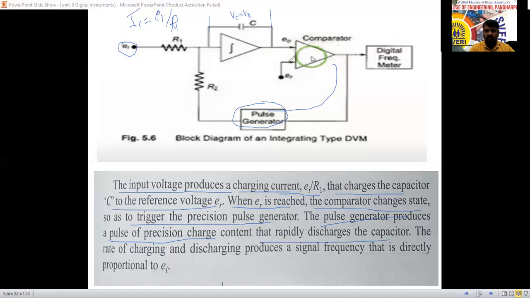Up to the point where E naught equals ER, there is no output at all. When E naught equals ER, what will happen? It will trigger the pulse generator, which produces the reverse, giving the stop signal here. Now, then what will happen?